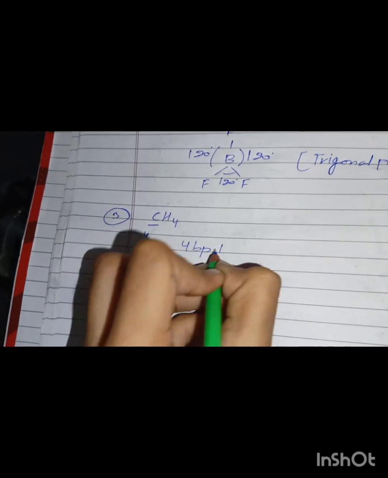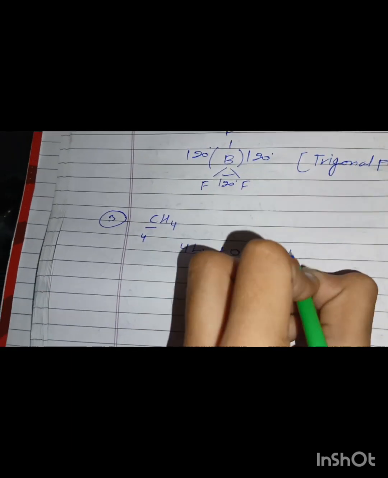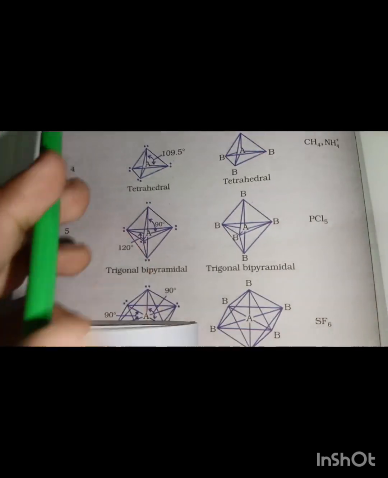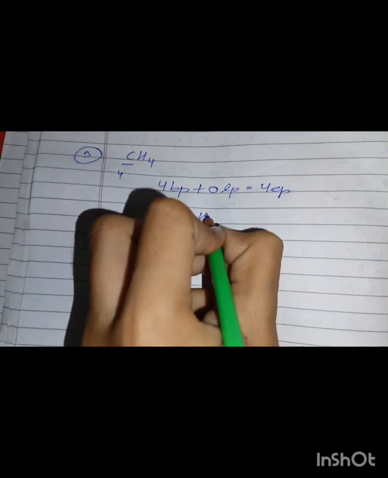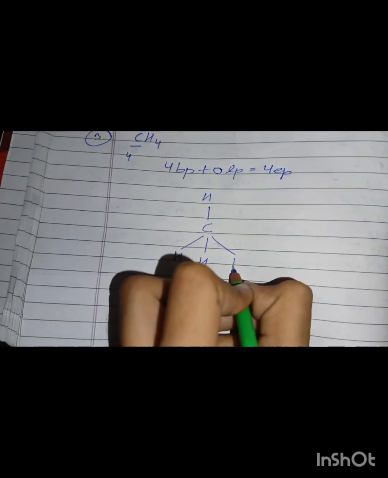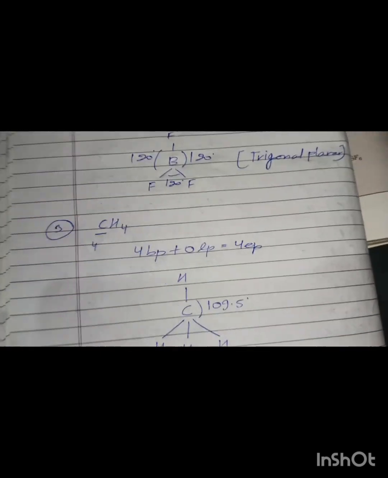Third example, CH4. 4 bond pair, 0 lone pair, 4 electron pairs. If electron pairs are 4, then the geometry will be tetrahedral and the angle between them is 109.5 degrees. So we will place them like this, such that the angle between them is 109.5 degrees. Okay, I hope it's clear.